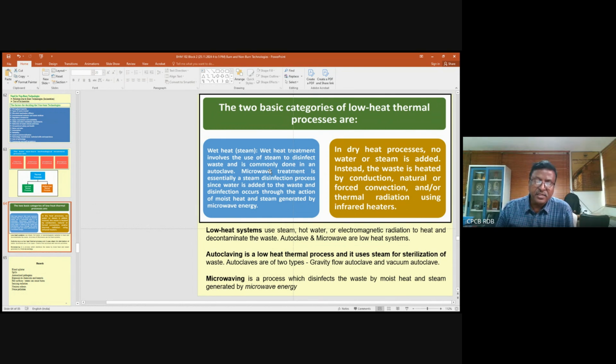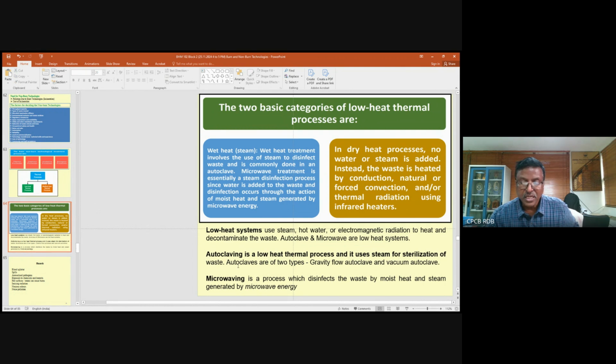Therefore, low heat systems use steam as a medium for treatment of waste, or we can also use electromagnetic radiation. In case of microwave, we use electromagnetic radiation, whereas in case of autoclave, we use steam or hot water as a medium of treatment of waste. The autoclave is the best example for a low heat thermal process.